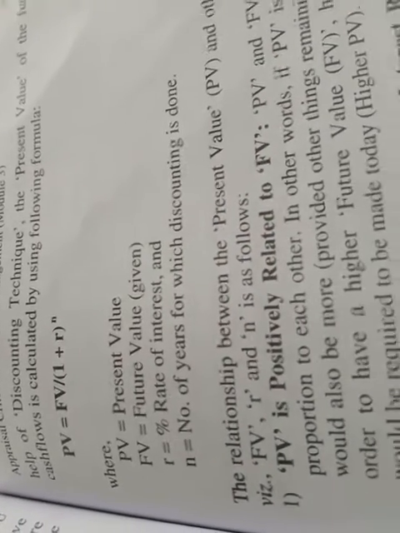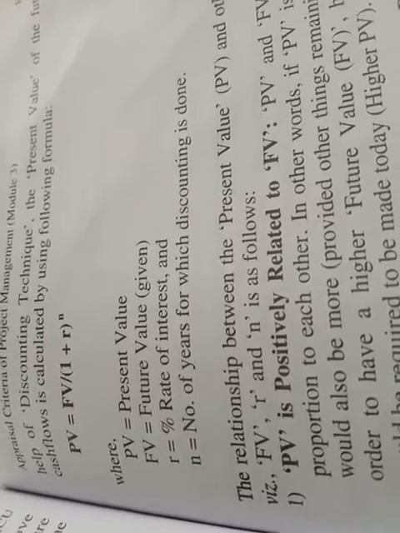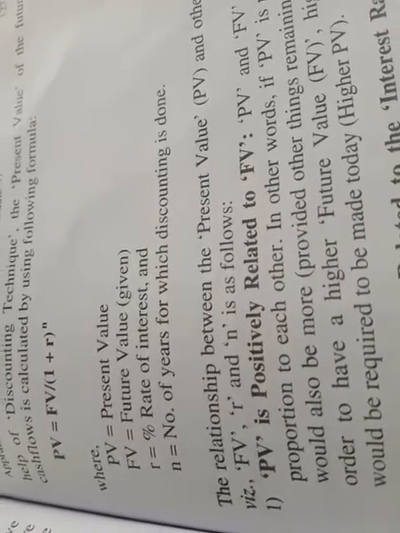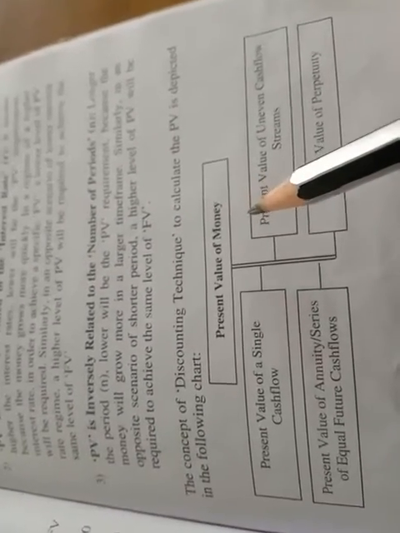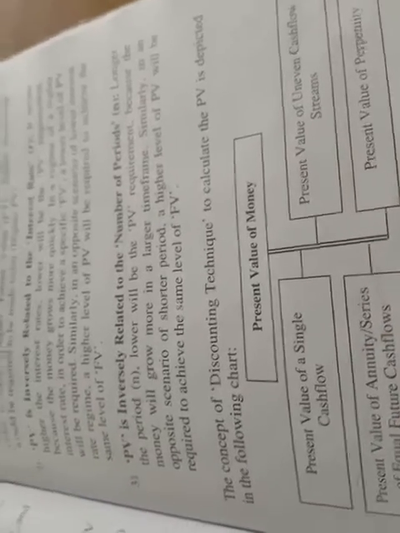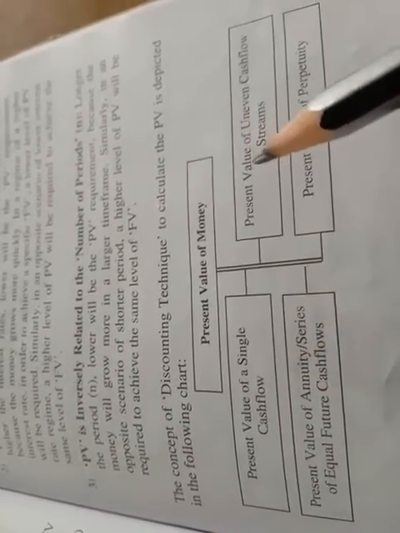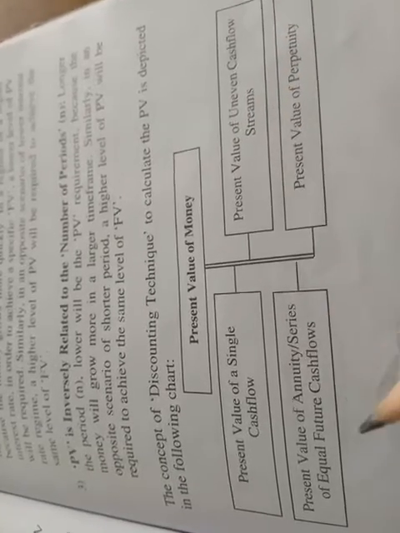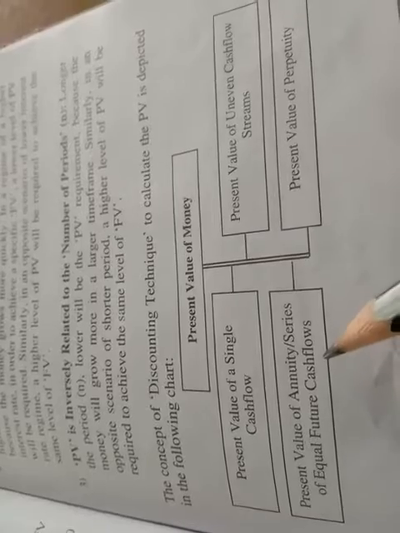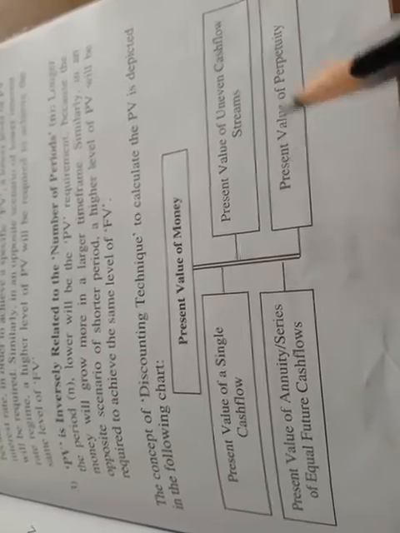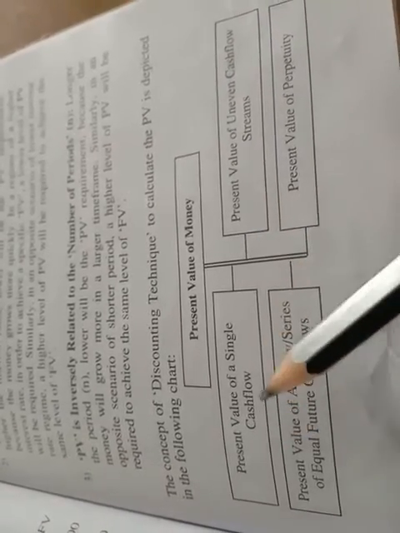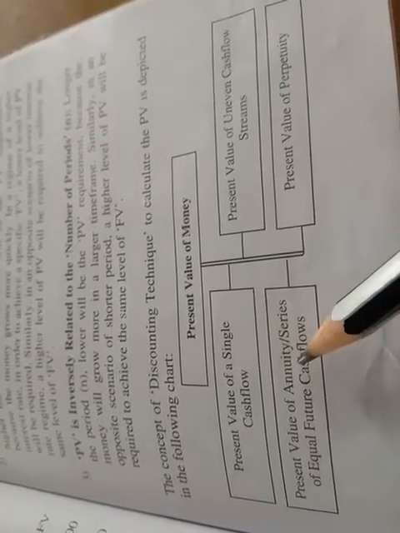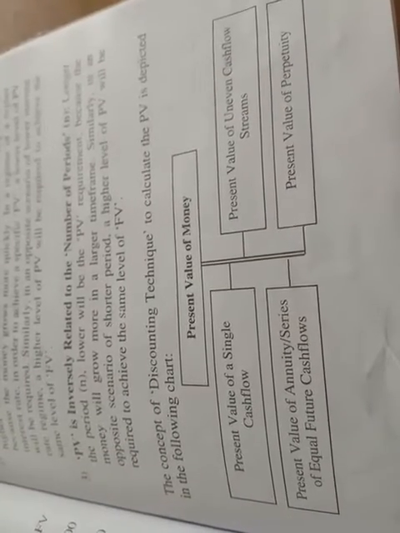In the last class we saw the techniques related to the future value of money. Similarly, for the present value of money there are also techniques: the present value of a single cash flow, the present value of uneven cash flow streams, the present value of an annuity, a series of equal future cash flows, and the last one, the present value of a perpetuity. Out of these, two are important: the present value of a single cash flow and the present value of an annuity. These two techniques are more important.